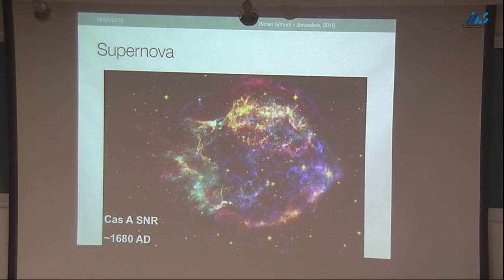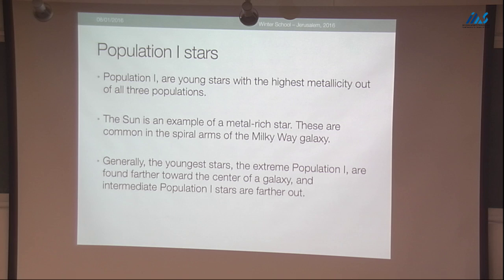So I told you about population 3 and population 2, but then we also have population 1 stars, and these are the younger objects. Because they are younger, they have the highest metallicity. In the Milky Way, the youngest of population 1 are located more towards the galactic bulge, and population 1 that is slightly less recent is, on the contrary, more in the external branch, like the Sun. The Sun, in fact, is an example of population 1, but it is in the spiral arms, so it is not really among the youngest objects.